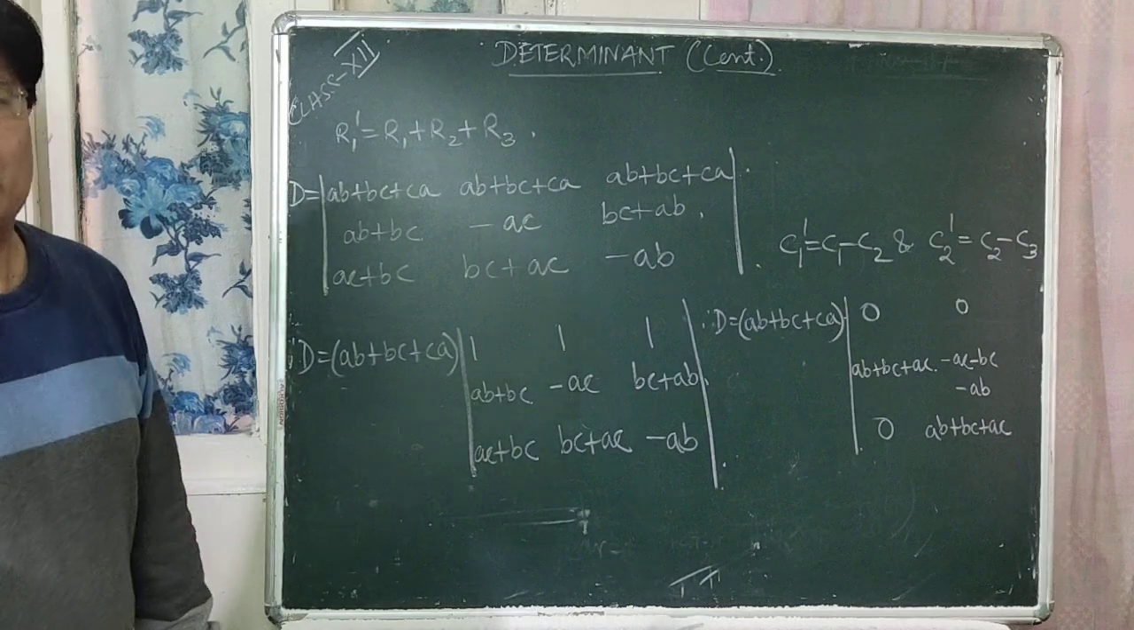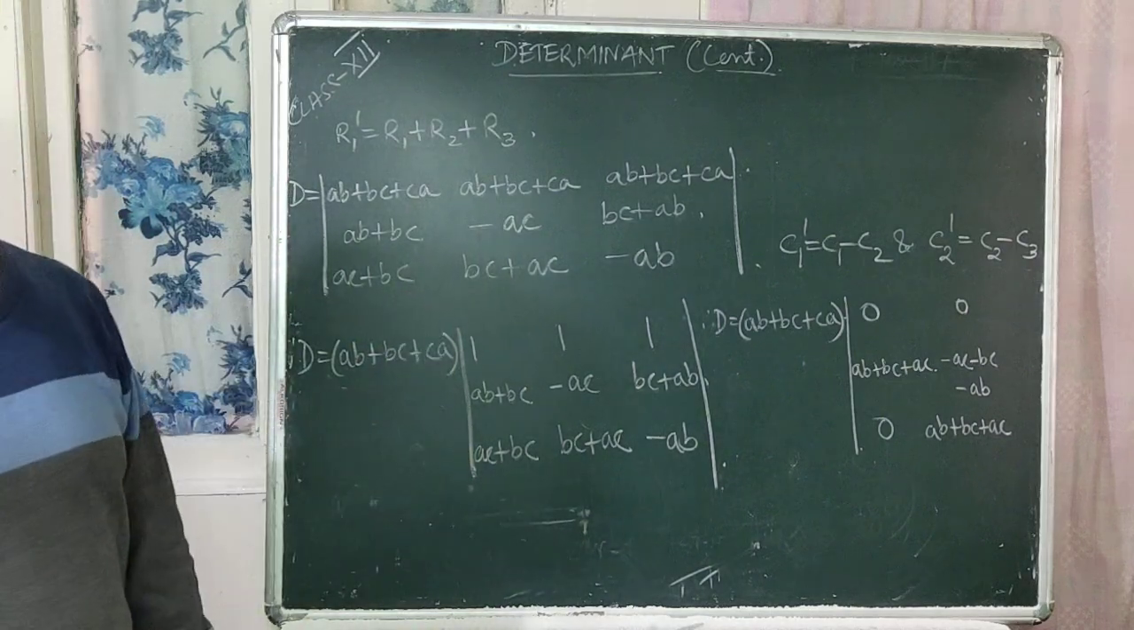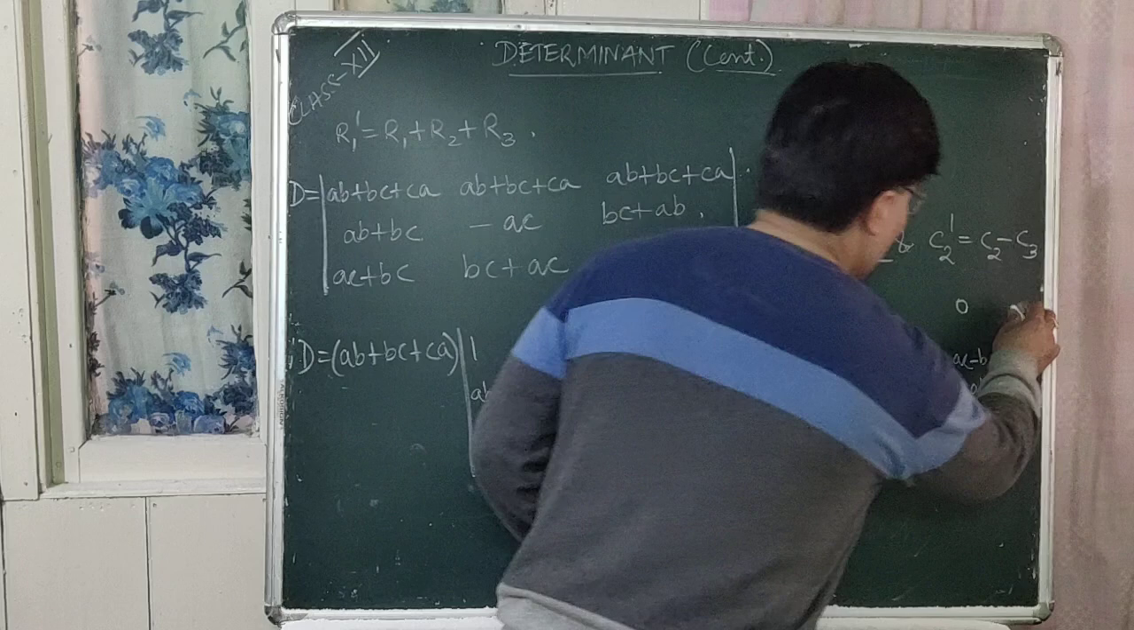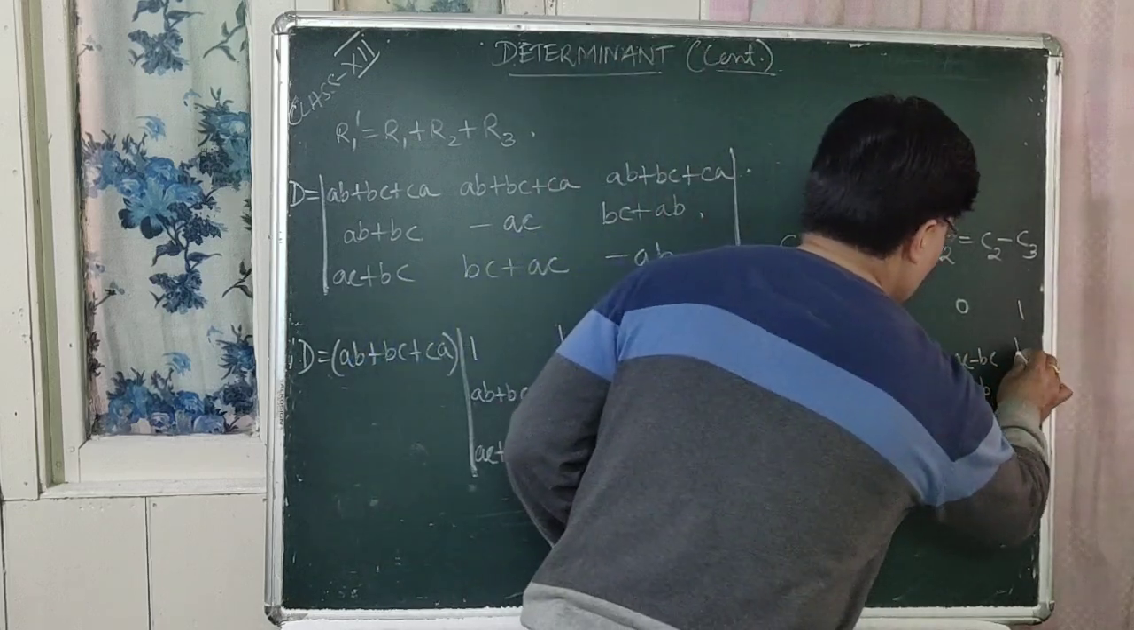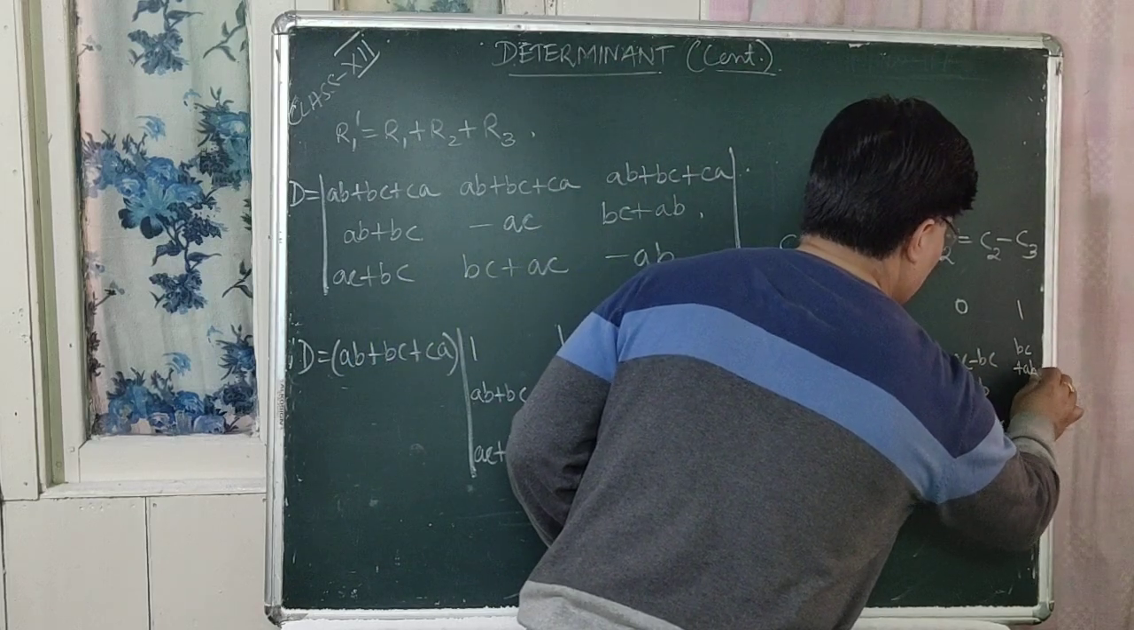Now this third column remains the same. So right now it is 1. What is it? Let us write this element as BC plus AB.